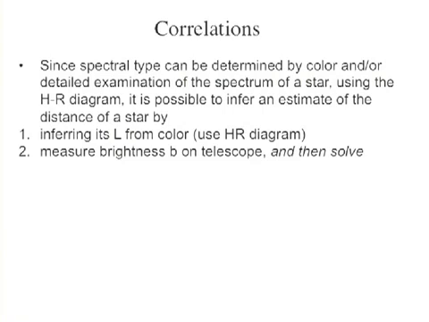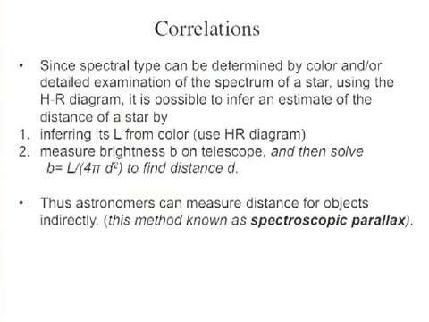You measure the brightness on the telescope, and then you solve the equation of the brightness. You know that it varies as the absolute luminosity divided by 4 pi d squared, where d is the distance, and you will find the distance of the star. And so astronomers learn how to use spectroscopic parallax, this is called, even though it's not a parallax at all. It is using the spectra, and this enables them to estimate the distance to the stars.